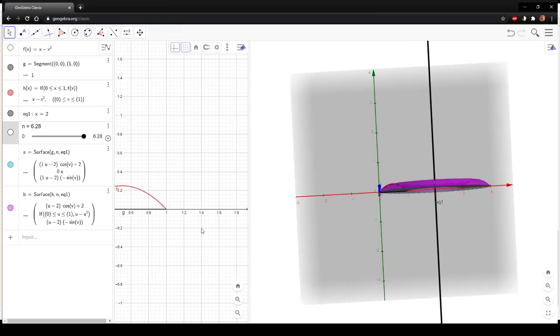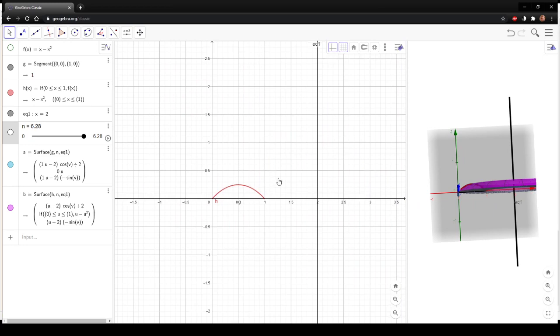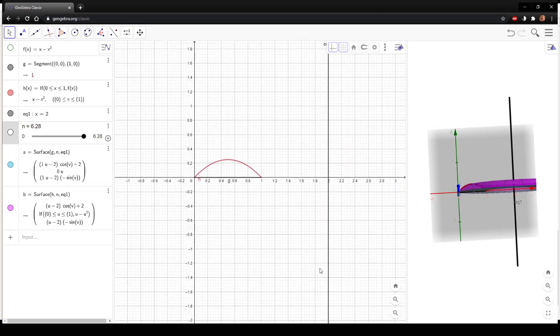Now we're going to be using the shell method. So in the shell method, we need to take slices that are parallel to the axis of rotation. The axis of rotation is vertical, so that means our slices have to be vertical. And the variable is going to be x, correspondingly. So thankfully, we don't have to rewrite anything if the variable is going to be x. Sorry, I have to make a new slider. So x ranges from 0 to 1.